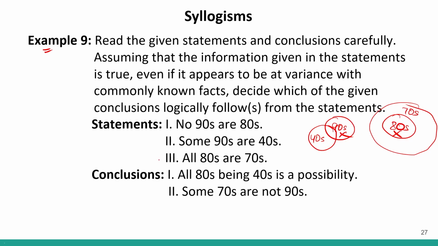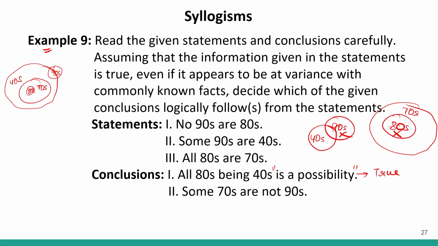Now let us look at the conclusions. Conclusion 1 says all 80s being 40s is a possibility. Can it come over here? Yes, because there is no restriction on 80s and 40s. I can draw the diagram like this. Let's say this is my 90s. And this is my 40s. In my 40s, I have 80s. 80s and 90s will not overlap. And I have my 70s. Is there any restriction over here? No, this can be the diagram. So all 80s being 40s is a possibility. Since is a possibility is written, yes, it is a possibility. Therefore, this is a true statement.